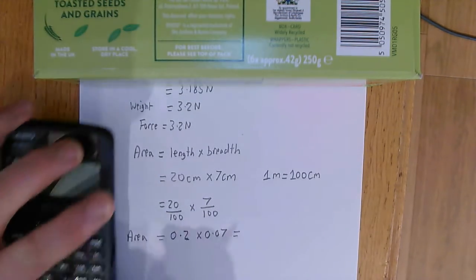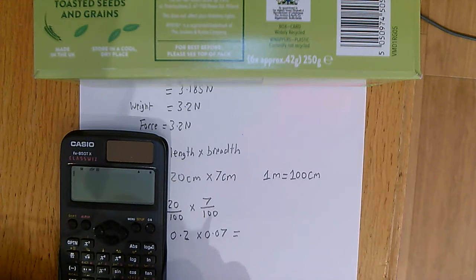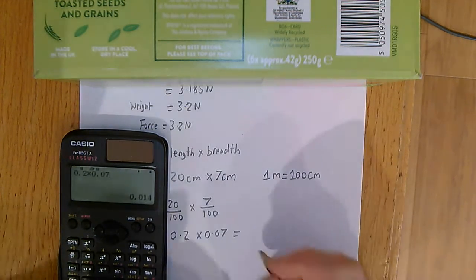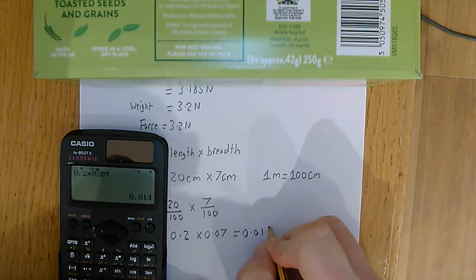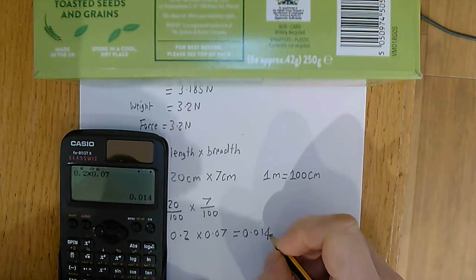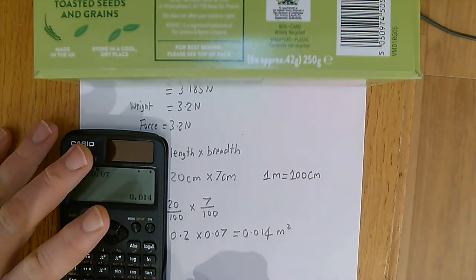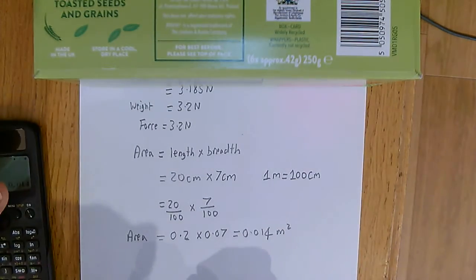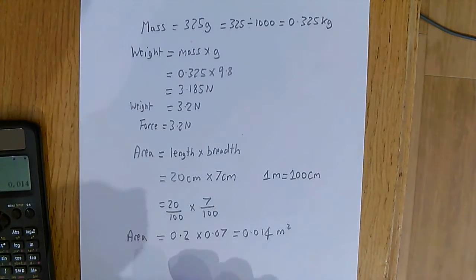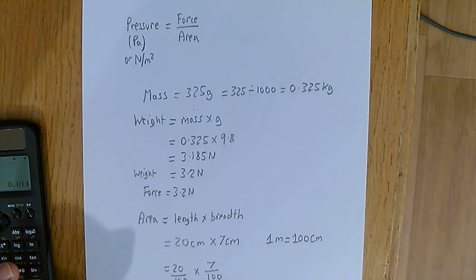So if I multiply those two together, I can get my area in meters squared, which I can use my calculator to do. So here it is, 0.2 times 0.07. Obviously you can do it in your head if you wish. And I get 0.014 meters squared.